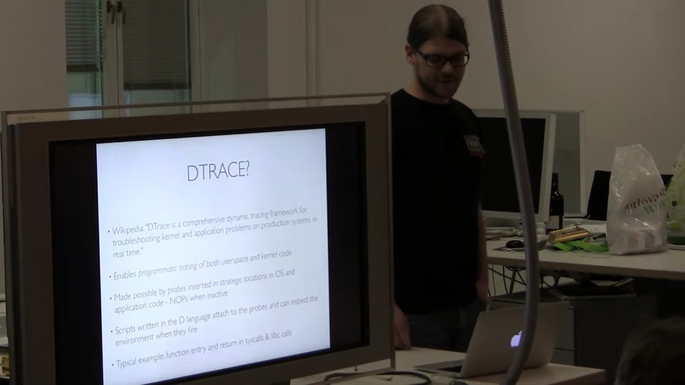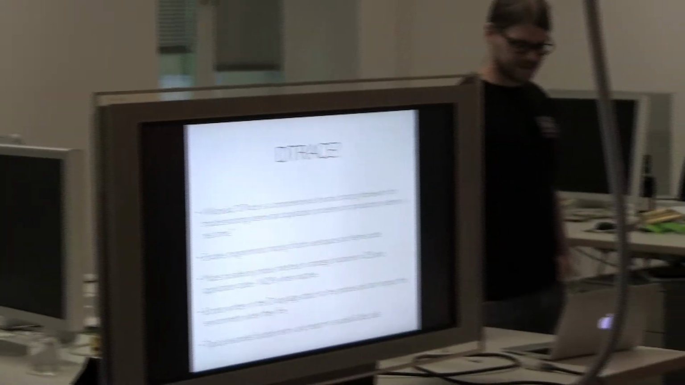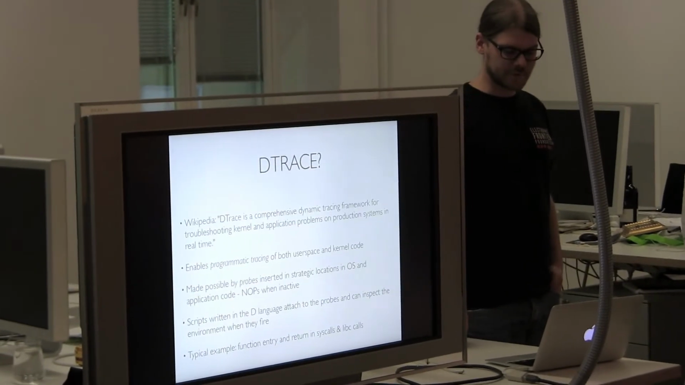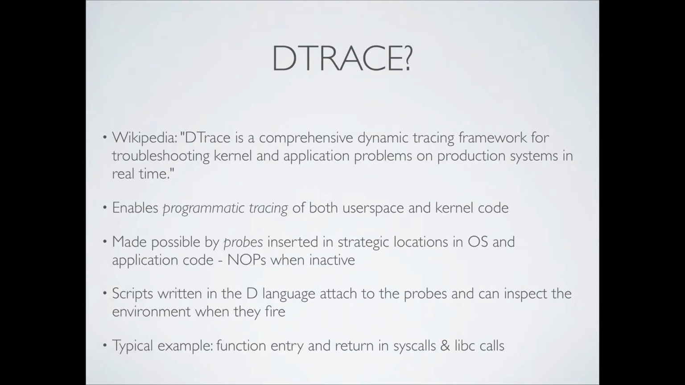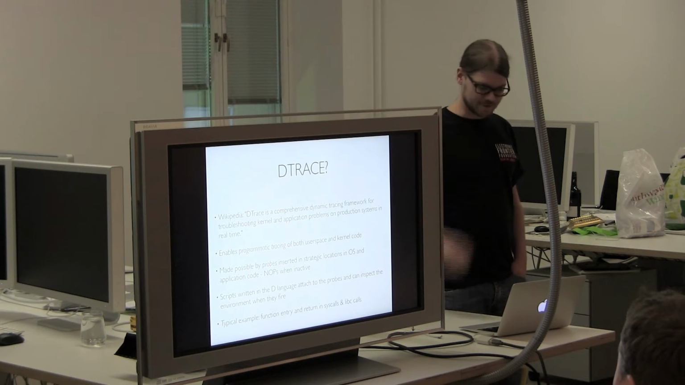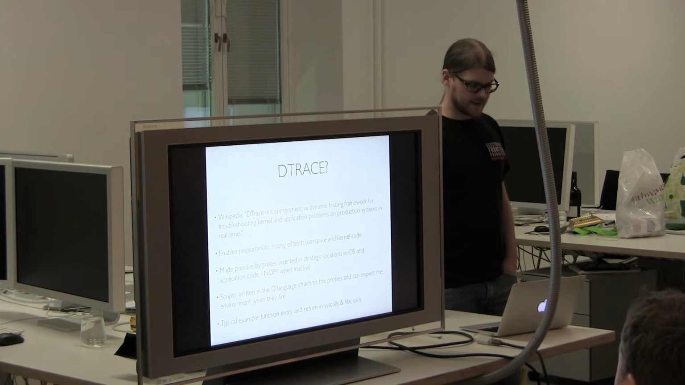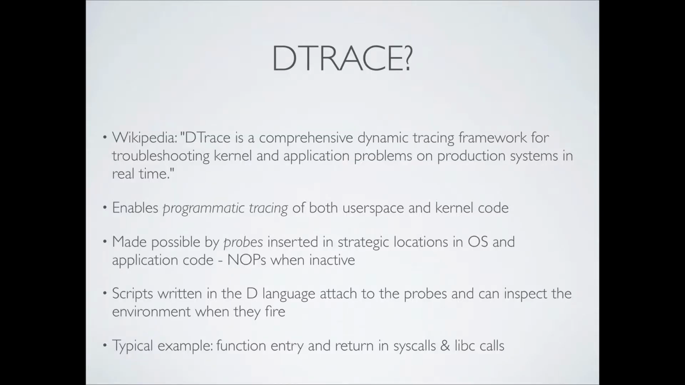So basically the Wikipedia explanation is obligatory. It's a comprehensive dynamic tracing framework for troubleshooting kernel and application problems on production systems in real time. But I think what's important to notice is that it enables programmatic tracing of both user space and kernel code. We'll only look at user space now. So basically you write scripts and code to monitor code. And it's made possible by probes that you insert in strategic locations around the system. When they're inactive, they are just NOPs, so they have no performance impact. And thanks to that, it can always be there.